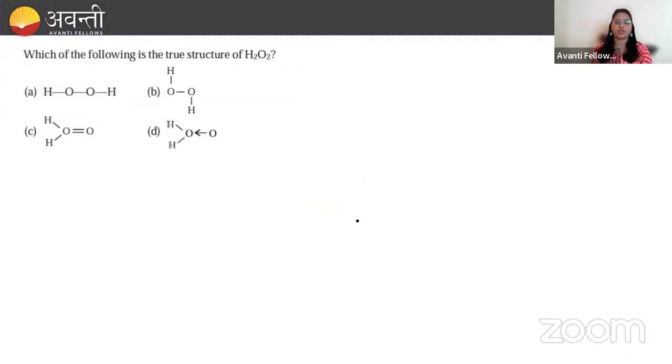Which of the following is the true structure for H2O2? The answer is B. This is the correct structure for H2O2. It is not linear. It is not like this way, it is not like this way. It is like this way. Sometimes it is also known as open book-like structure.